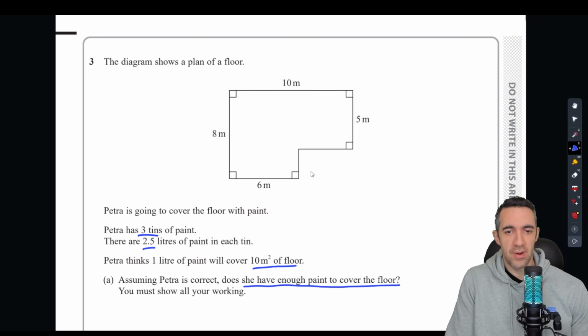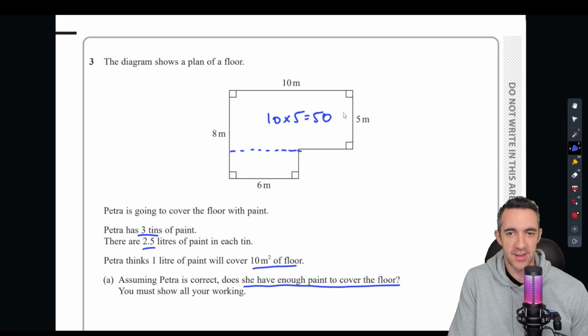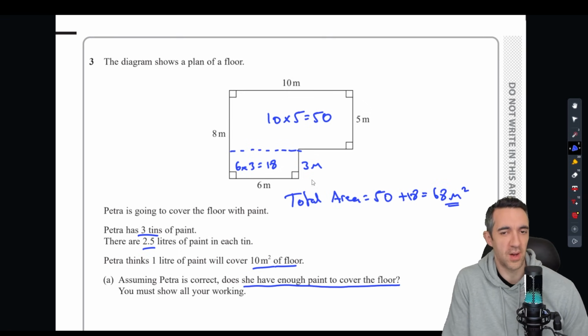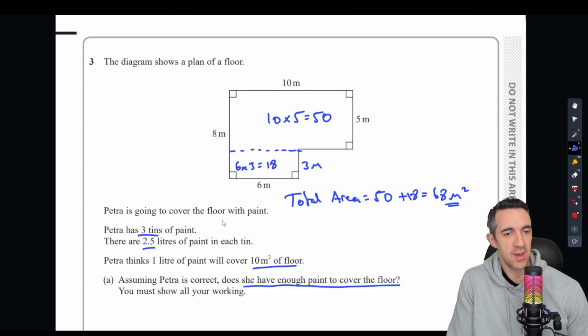So I want to work out the area of this compound shape. So I need to cut it somewhere. I'm going to go across here. So that means I can do this top rectangle. That's going to be 5 times 10, 10 times 5. Gets me 50. And then this bottom rectangle here, I've got 6, and then 8 take away 5 gets me 3 metres for that bit. So 6 times 3 is 18. So my total area is 50 plus 18. So I get 68 metres squared. Okay, fine. I think that's okay. That was going to get me some marks for that.